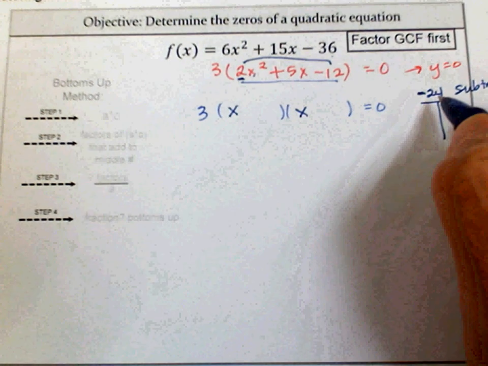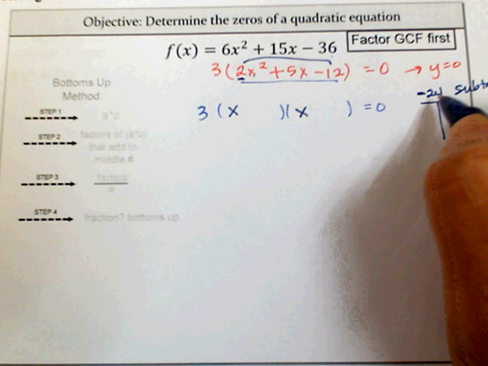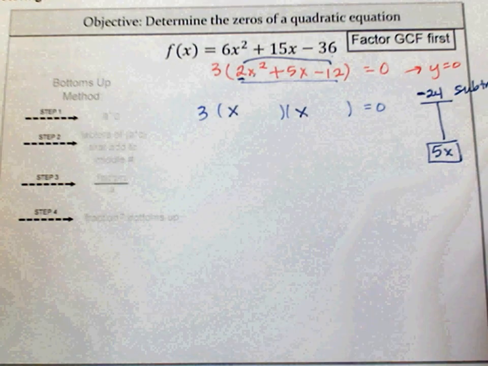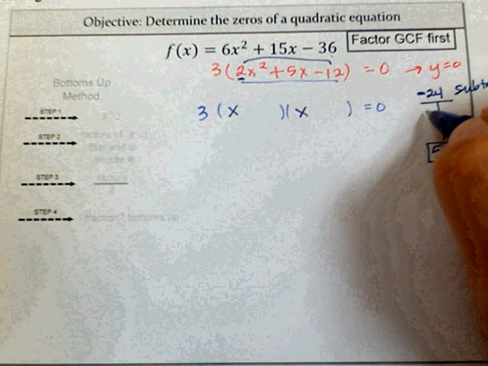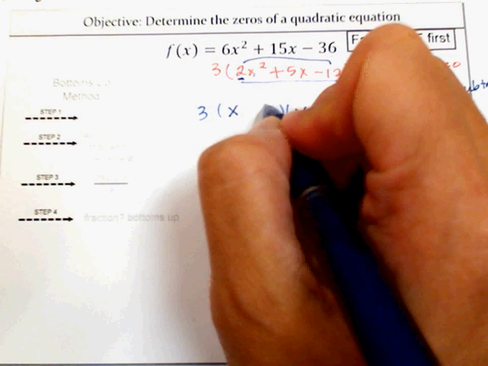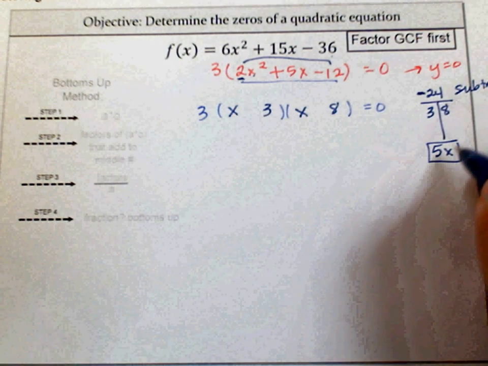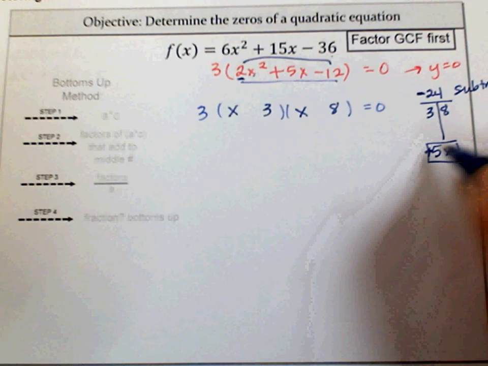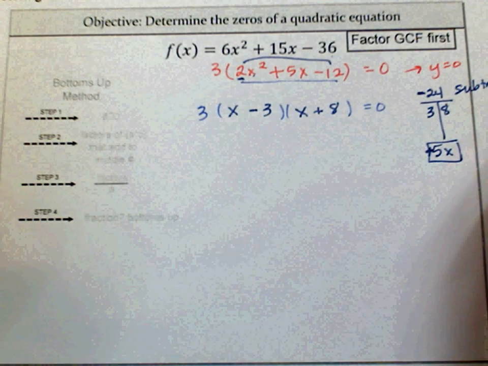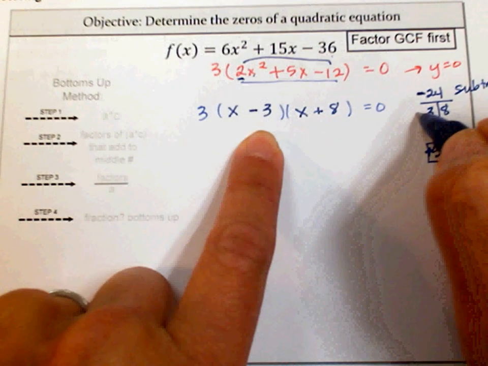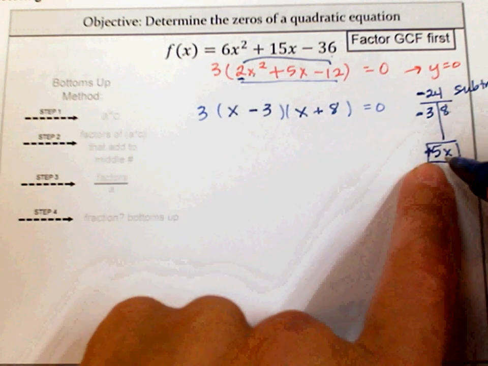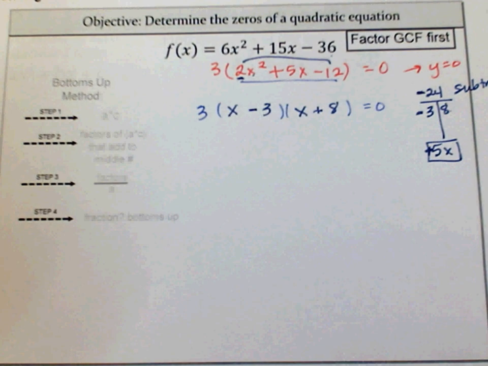So you want to find 2 numbers that multiply to give negative 24, and subtract to get you a positive 5x. So the 2 numbers will be 3 and 8. See it right there? So there's your 3, there's your 8. And you want a positive 5, so the 8 will be positive and the 3 will be negative. Negative 3 times 8 is negative 24. Negative 3 plus 8 is positive 5. And that's how you do that.